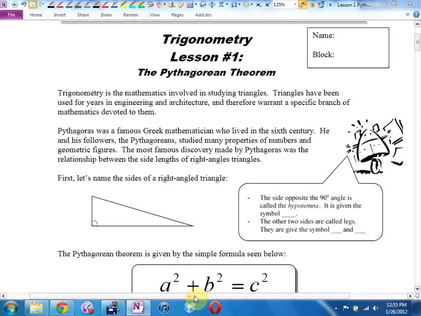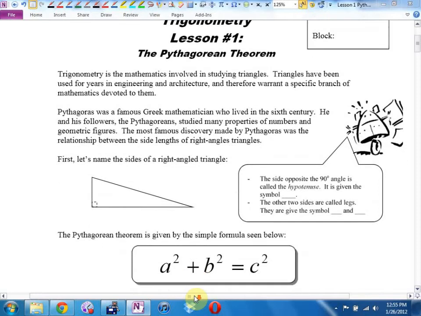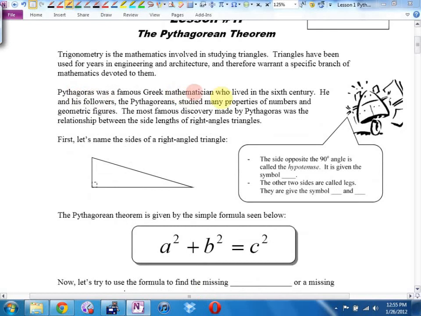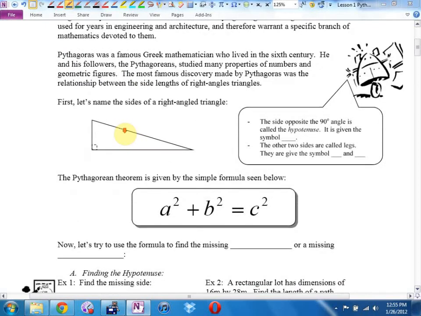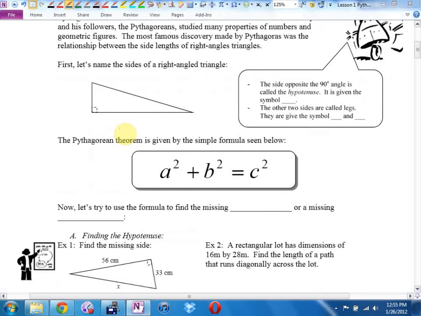He and his followers, the Pythagoreans, studied many properties of geometric figures. The most famous discovery made by Pythagoras, actually he didn't discover it, he just popularized it, so they named it after him, is this relationship. First of all, let's name the sides of a right-angled triangle. Here's a right-angled triangle. The side opposite the 90-degree angle is called the hypotenuse.